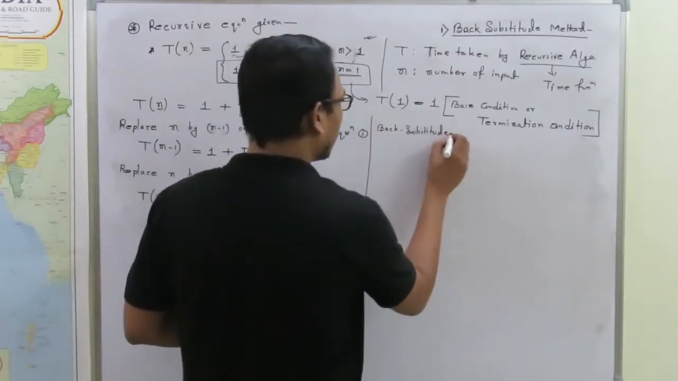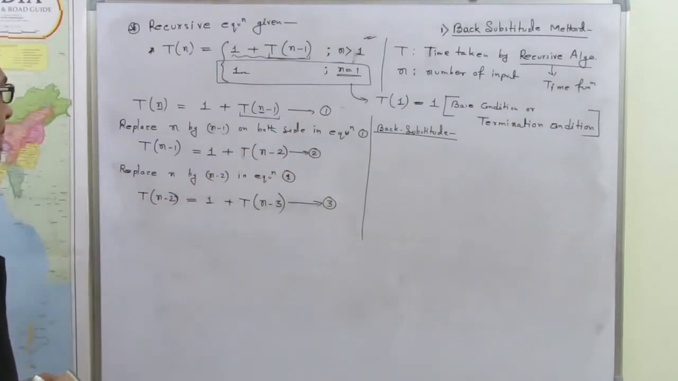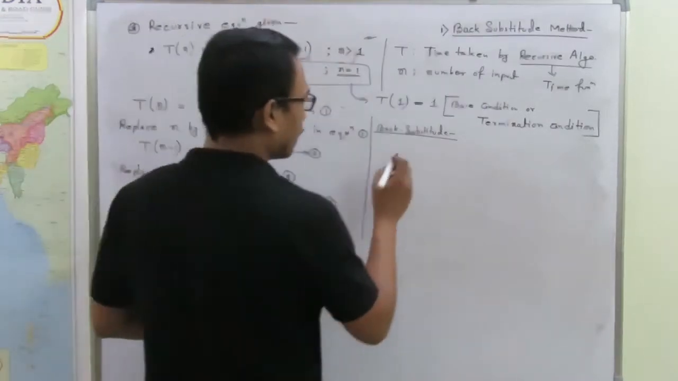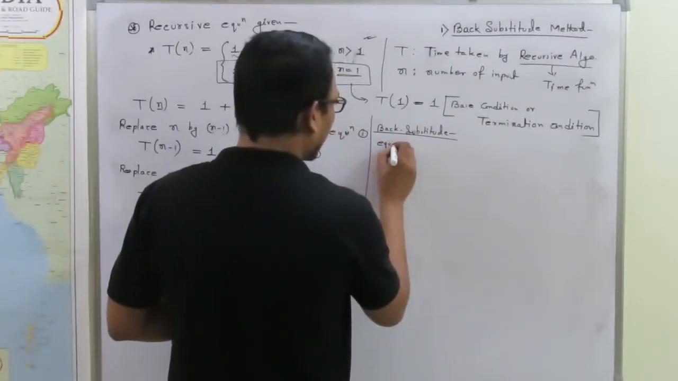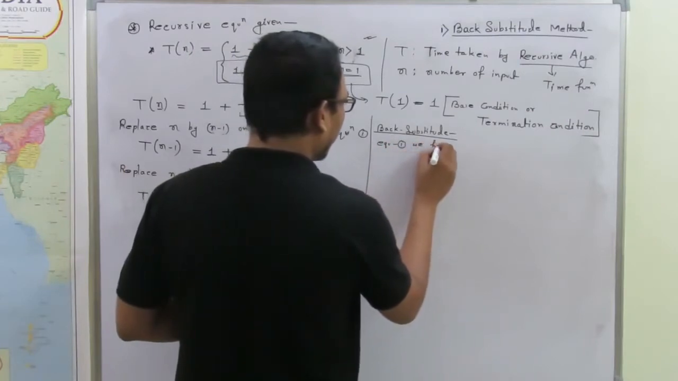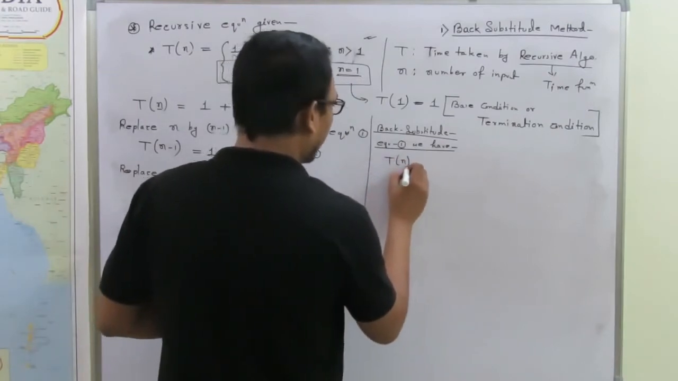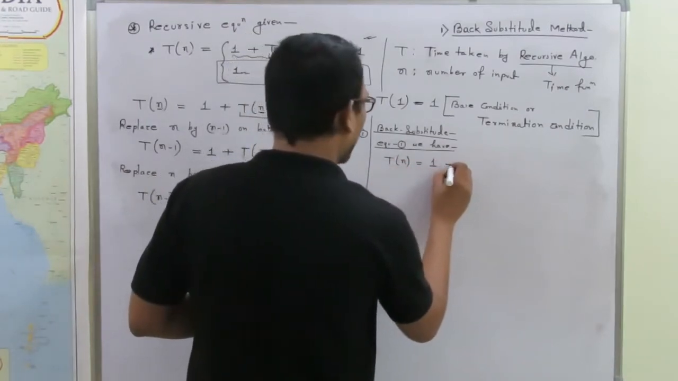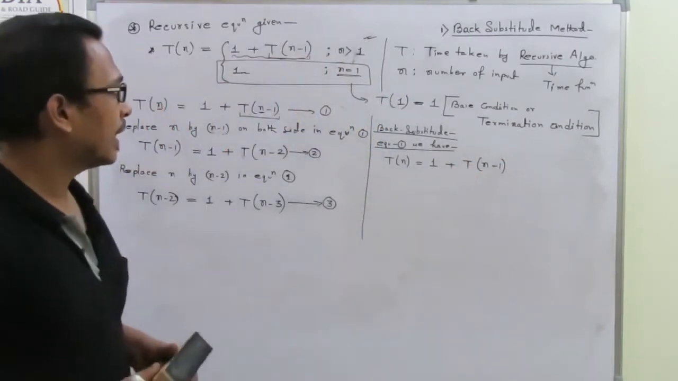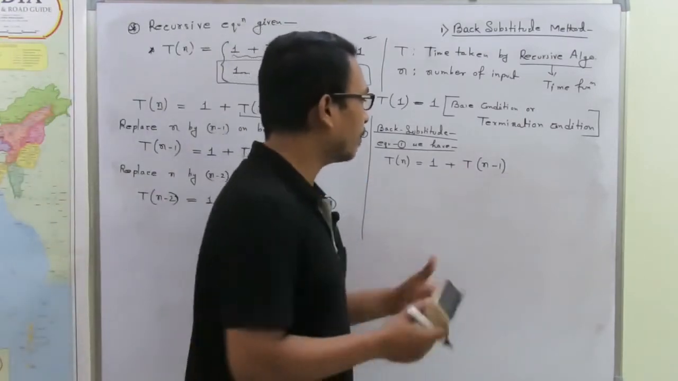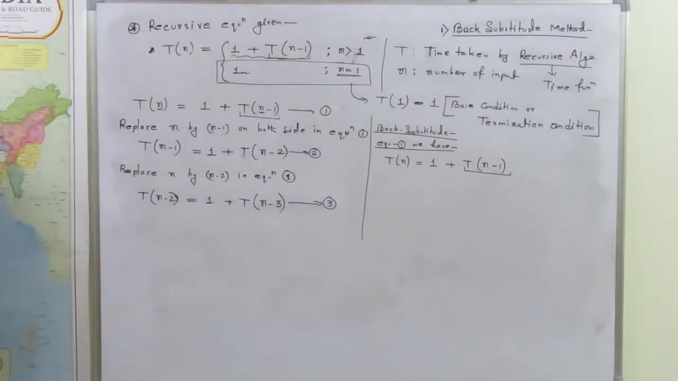Back substitute. So first what we will do? In equation 1, first back substitute. Equation 1, we have t of n equal to 1 plus t of n minus 1. Clear? Now in this particular expression, we have this t of n minus 1. Now we know the value of t of n minus 1. What is the value of t of n minus 1?